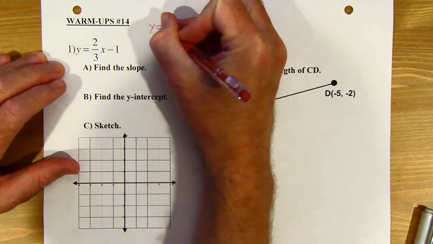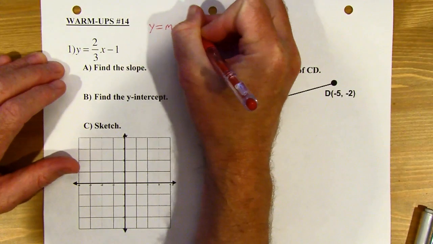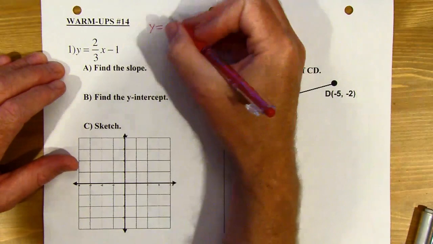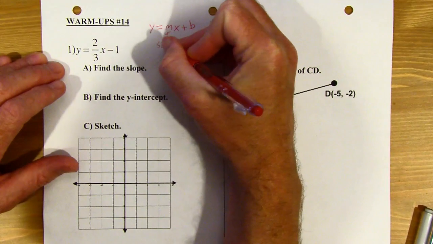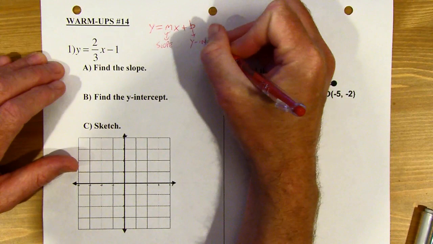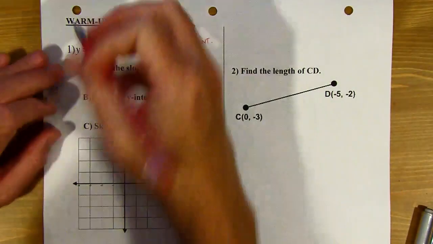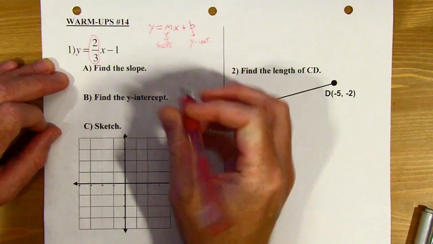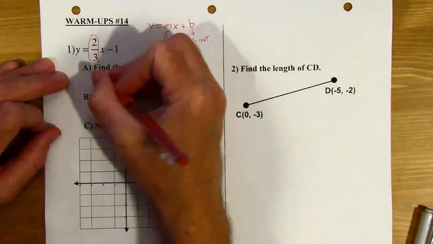So maybe you remember y equals mx plus b. So m is going to be the slope, and then b is going to be the y-intercept. Okay, so since it's already in that format, you just have to know where to look. Hey, this is the m part. It's where the m is, so that's the slope, 2/3.